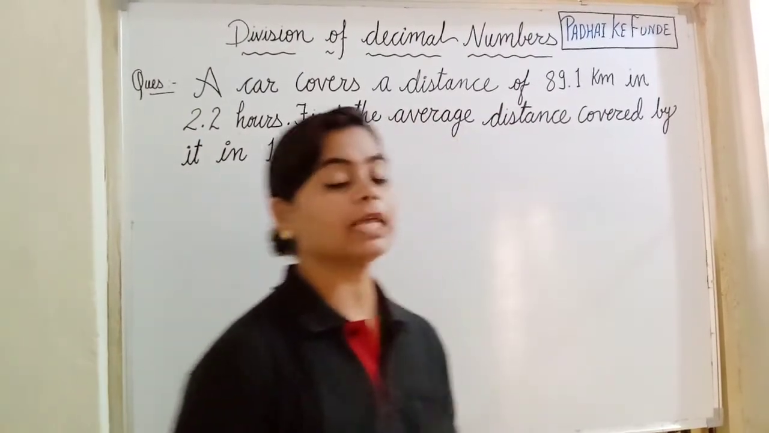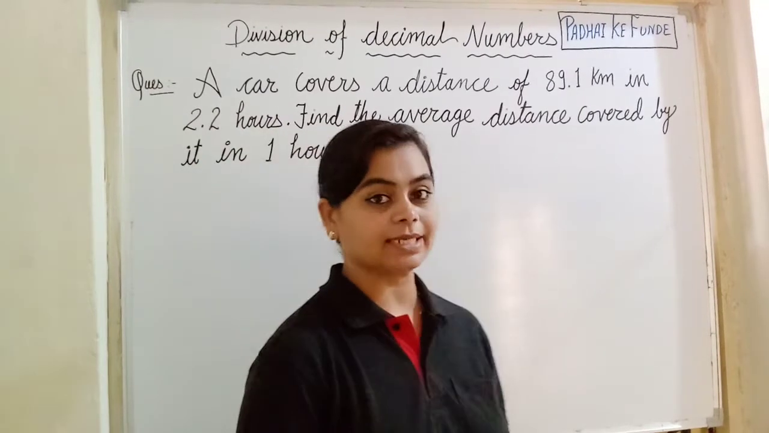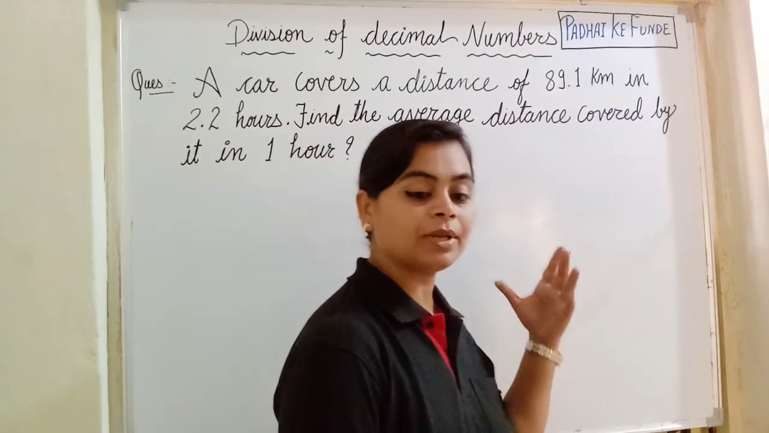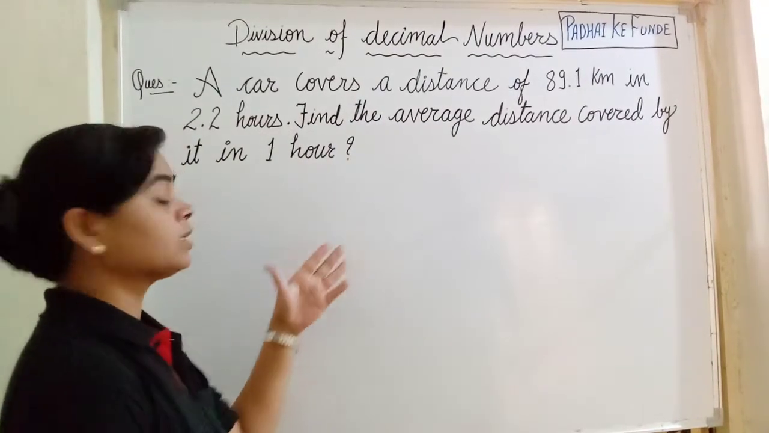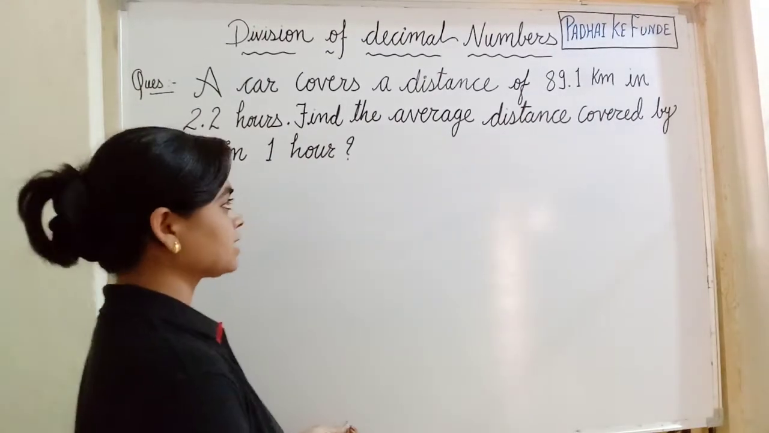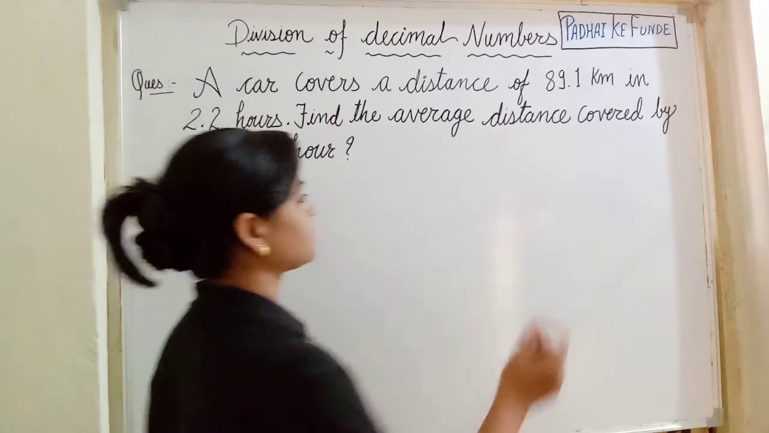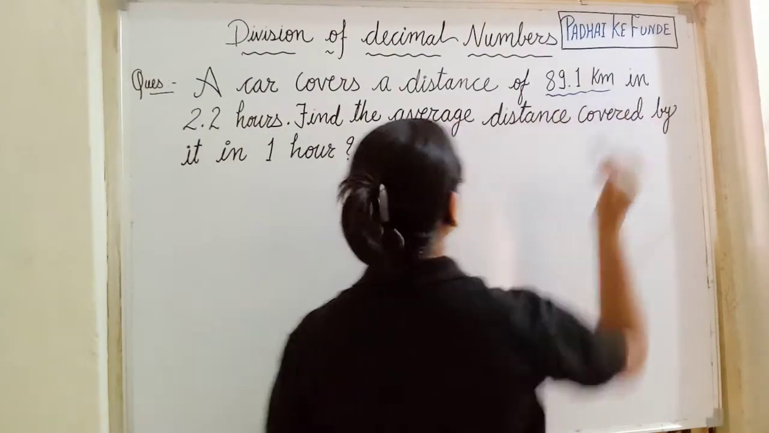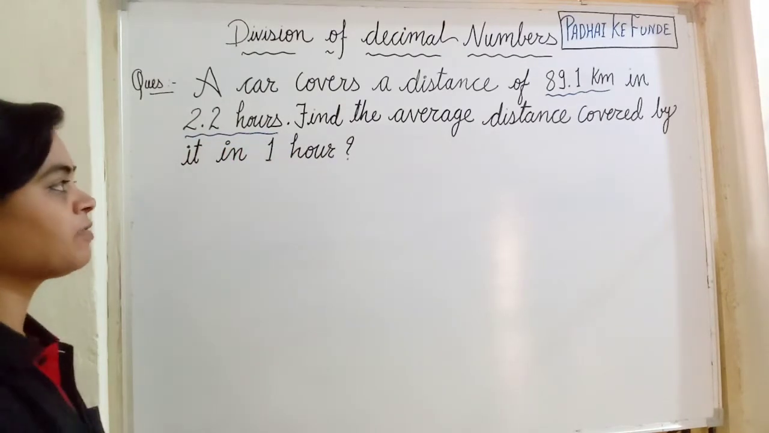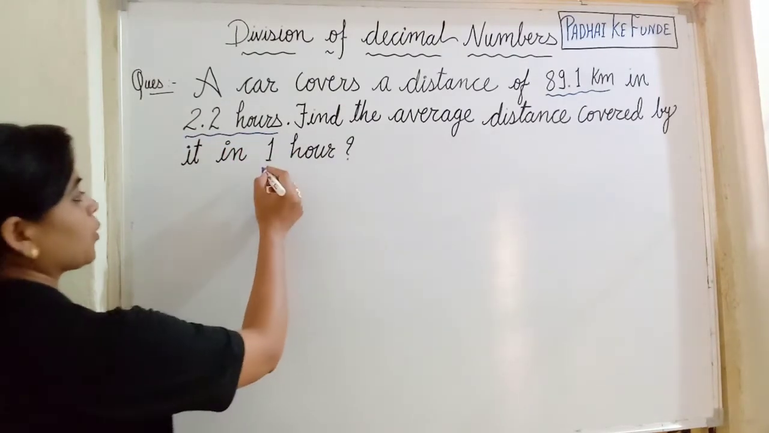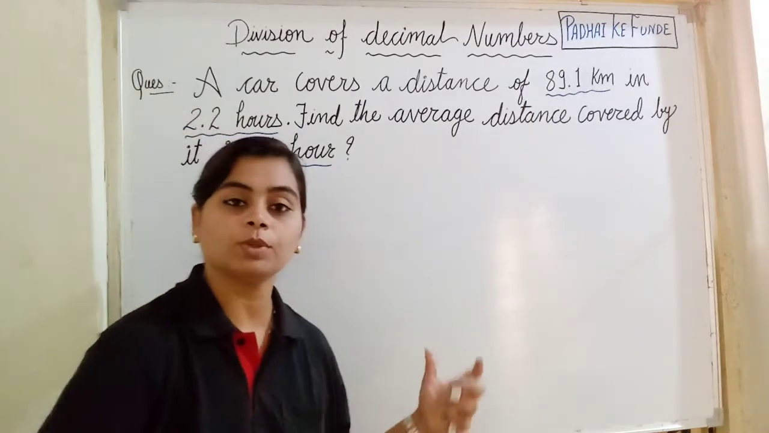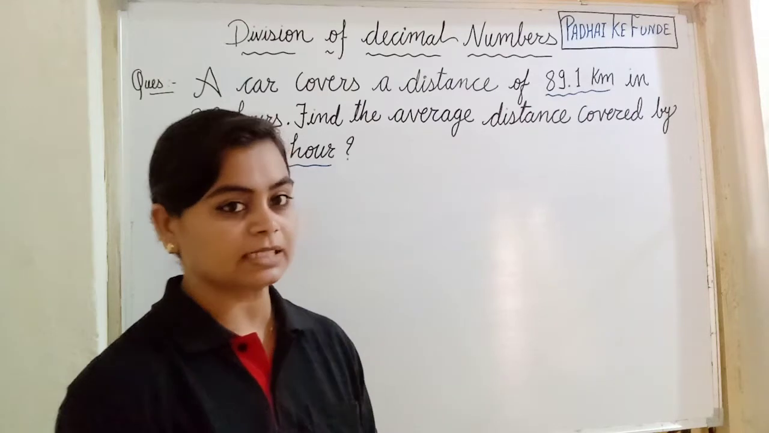Here we are going to study division of decimals, that is, how to divide decimal numbers. For that we have taken an example, as you can see the question on the board. The question is, a car covers a distance of 89.1 kilometer in 2.2 hours. Find the average distance covered by it in 1 hour. So, with the help of this example, we will see how to divide decimal numbers.